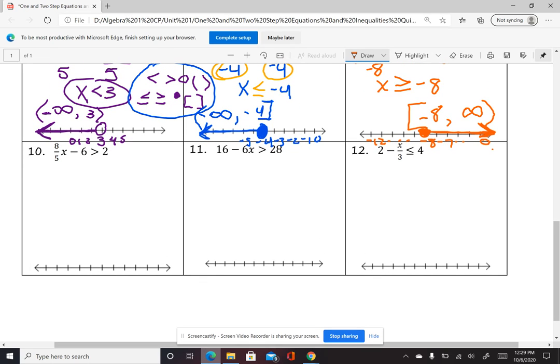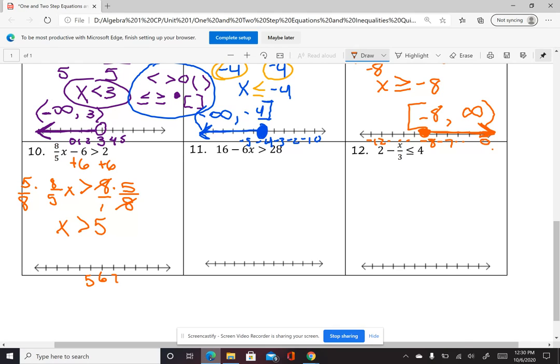Number 10, 8 over 5x minus 6 is greater than 2. We're going to add 6 to both sides. So we have 8 over 5x is greater than 8. Now you can multiply by the reciprocal. So we're going to multiply by 5 over 8. These 8s will cancel out, so we just get x is greater than 5. We don't flip our sign here because we did not multiply or divide by any negatives.